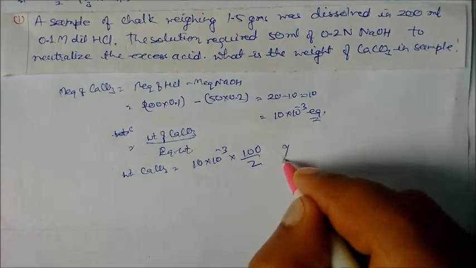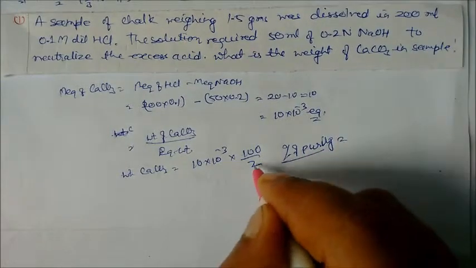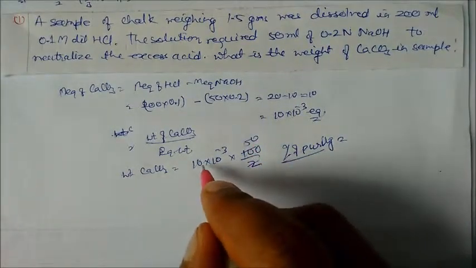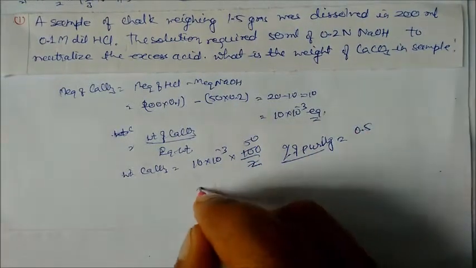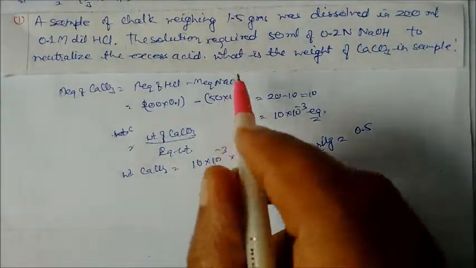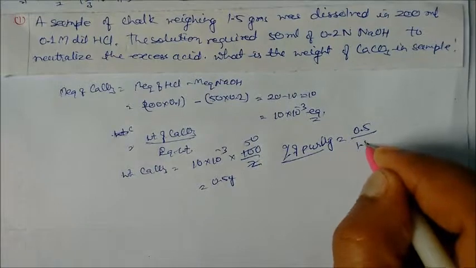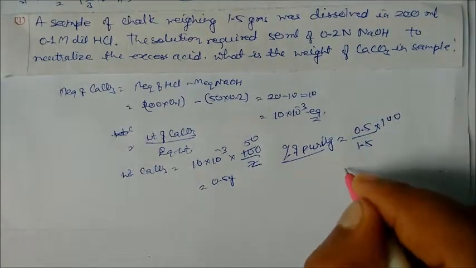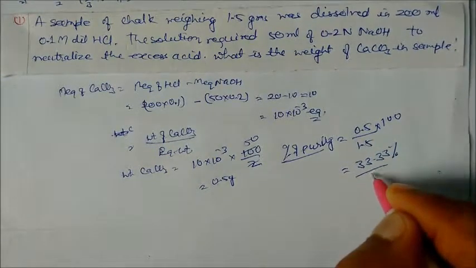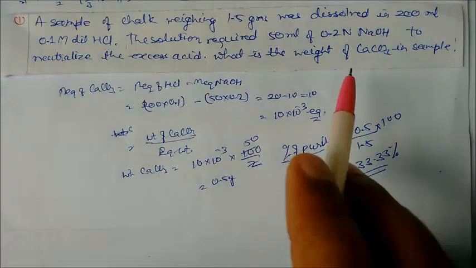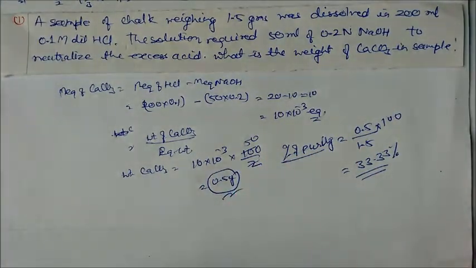So the percentage of purity we have to find out. If you solve it, 100 by 2 is 50, so you get 0.5 gram. This is the 0.5 gram, divided by the weight of the sample given, 1.5 gram, multiplied by 100. So we will get the answer 33.3%. This is the percentage of calcium carbonate, and the weight of the calcium carbonate is 0.5 gram.